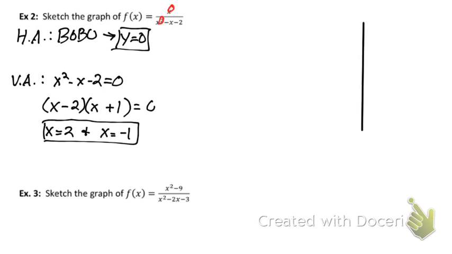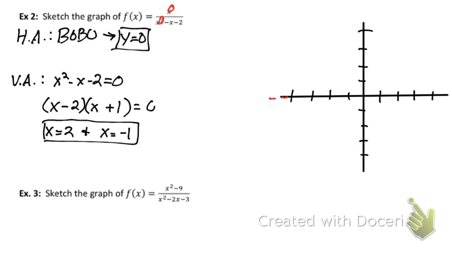Maybe I should save some room because we have to plot some points. All right, let's go 1, 2, 3, 4, 1, 2, 3, 4, 1, 2, 3, 4. Nice. All right, we have Bobo saying y equals 0, so we'll let Bobo have his y equals 0. That is just a horizontal line at 0. Our vertical asymptote says plot one at 2, so let's plot a vertical at x equals 2. And then we have one at negative 1, which is right here.